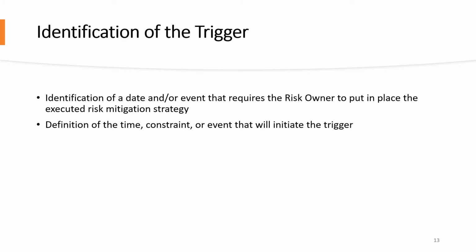Identification of the trigger. The trigger development process includes the identification of the event that will require the risk owner to put in place the executed risk mitigation strategy. Timing is also a key factor. For example, if your project has a constraint that is on the critical path, timing of that constraint may elicit the trigger.